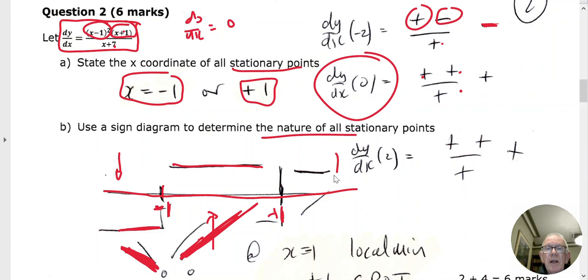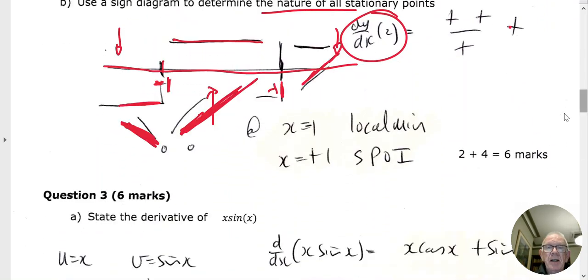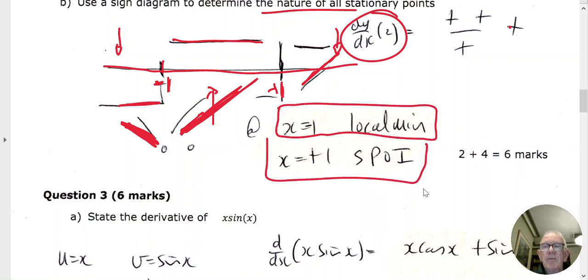And when I'm looking at a number bigger than 1, for example 2, that's positive, that's positive, that's positive, therefore it's positive again, which means then you need to state that at x equals negative 1 it's a local minimum, and that x equals positive 1 is a stationary point of inflection.